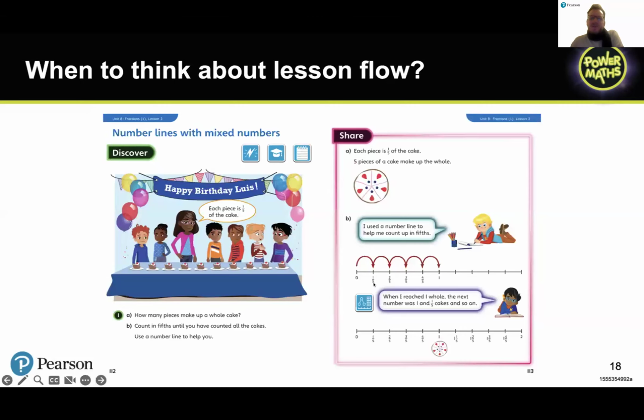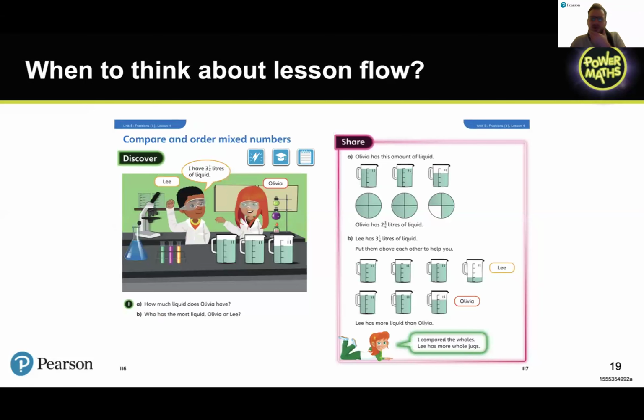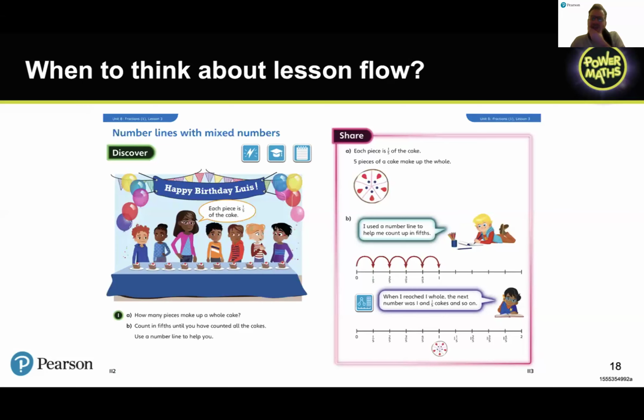Lesson flow, just as one thing I will point out is that I've got 2 lessons here. This is lesson 3 and this is lesson 4. Lesson 3 here is looking at number lines with mixed numbers, and I will say that this is counting up. So I'm looking at the share here, and I know what I need my class to be really good at for this lesson is counting up in fifths. I've got a number line here, 1/5, 2/5, 3/5, 4/5, 5/5, or 1 whole, and I need them to be good at that. And actually, that lesson will practice that.